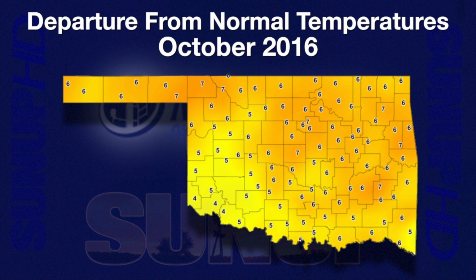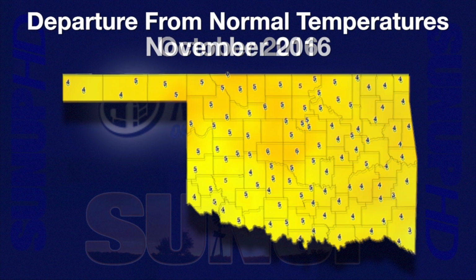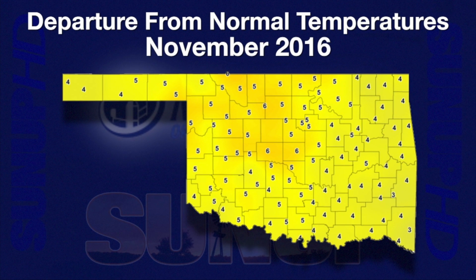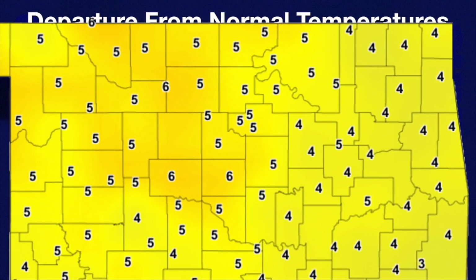The warmth intensified in October with temperatures 4 to 7 degrees above average, and the warmth continued in November with temperatures 3 to 6 degrees above the monthly average. The fall warmth was great for maturing summer crops.